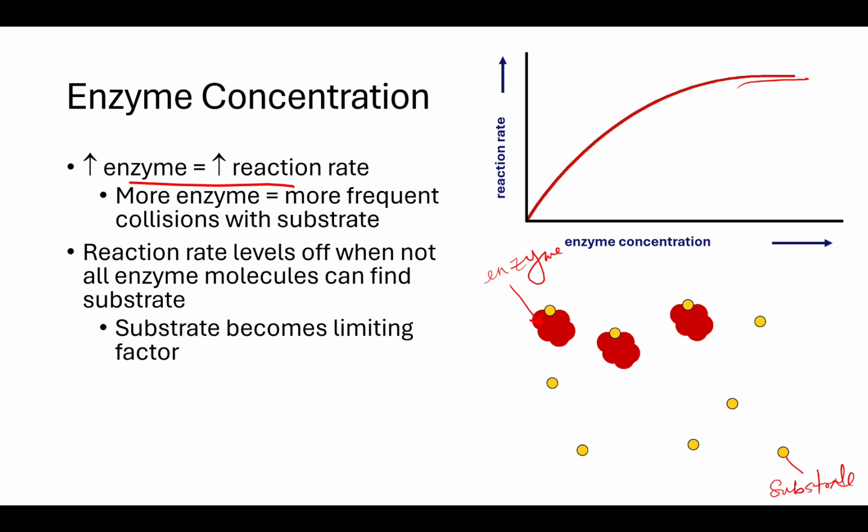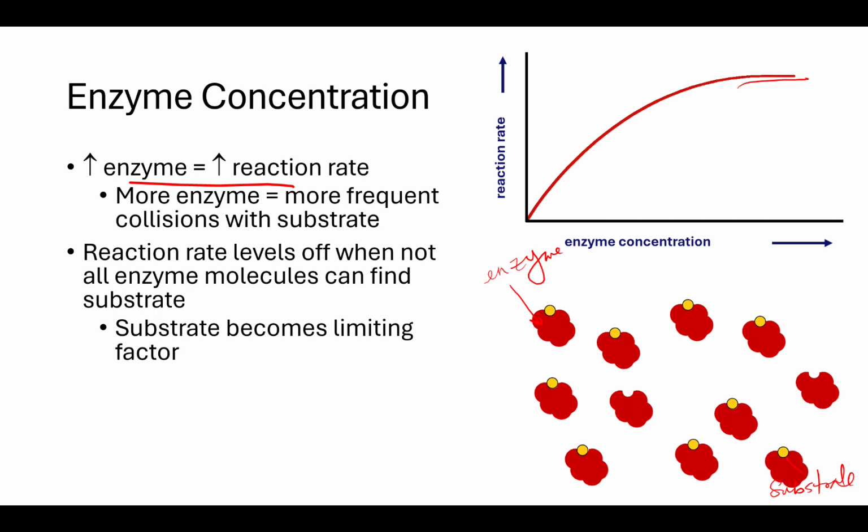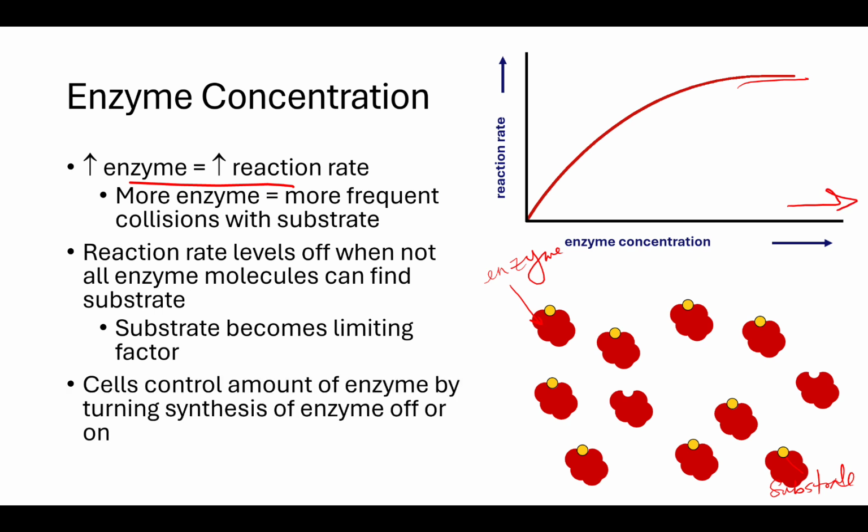So if we look, notice I'm increasing the concentration of enzymes, but eventually at a certain point, all my substrate molecules have basically bound to an enzyme. And so no matter how much I increase the enzyme concentration after that point, like at this point on the graph, it's not going to increase the reaction rate, because the substrate's all being used up.